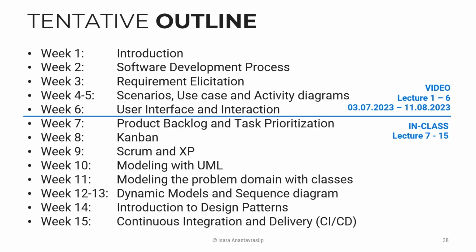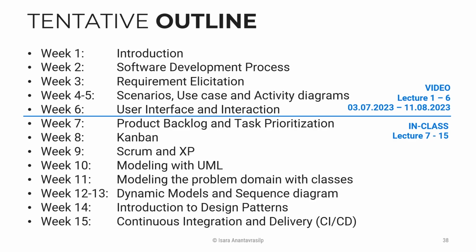This is the tentative outline of the course. The first week, which is this week, we introduce the big picture of the elements of software construction course. Then on week 2, we will discuss the software development process. On week 3, we discuss the requirement elicitation or gathering process. Then on weeks 4 and 5, we are going to discuss scenarios, use cases, and activity diagrams. In week 6, we are going to discuss user interface and human interaction.